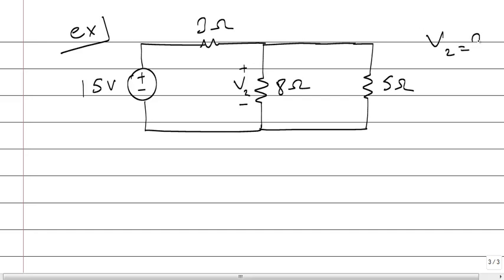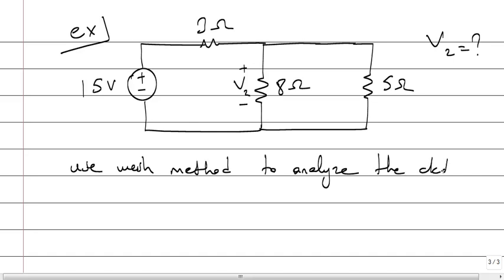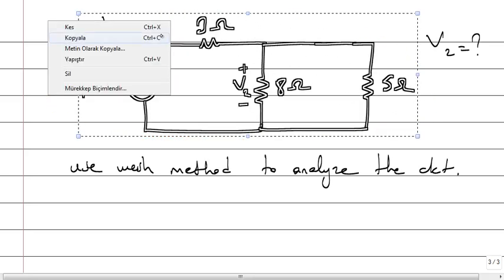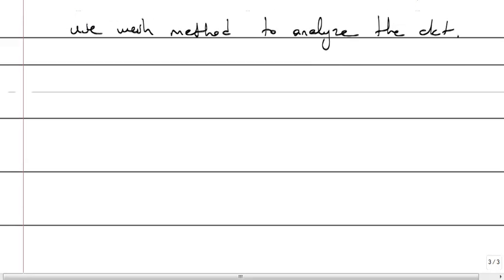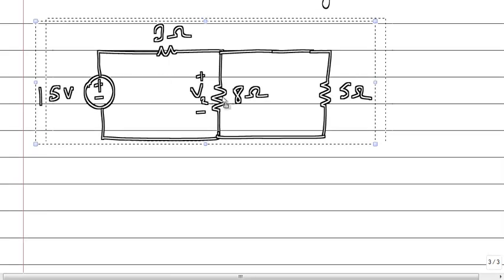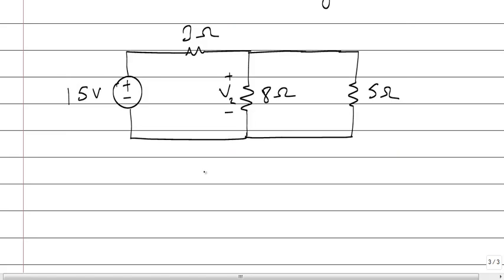Question: what's V2? Use mesh method to analyze the circuit. Actually you can use many other methods, okay, it's a very simple circuit. You can analyze easily that circuit. But to explain how a mesh method works, I will solve this equation. I will analyze that circuit using mesh method.